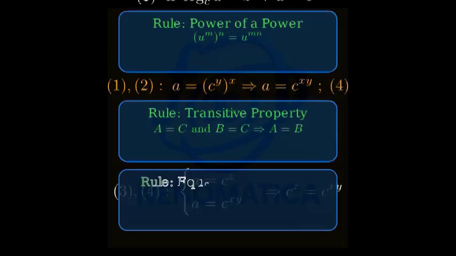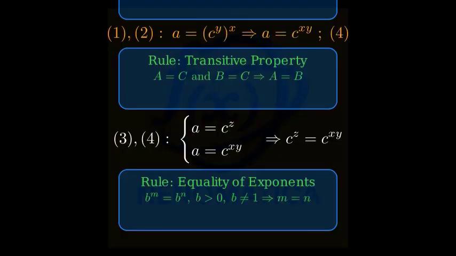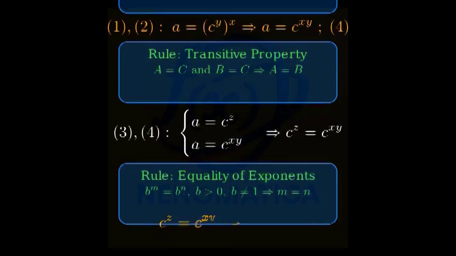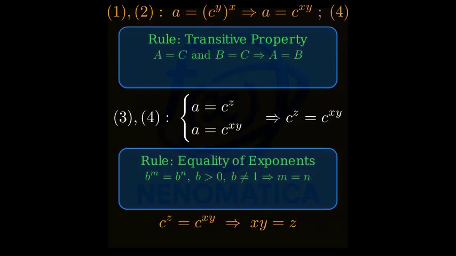Step 4. For the same positive base not equal to 1, if powers are equal, the exponents must be equal. Therefore, from c to the z equals c to the xy, we conclude z equals xy. Step 5. Now substitute back the meanings of x, y, and z.